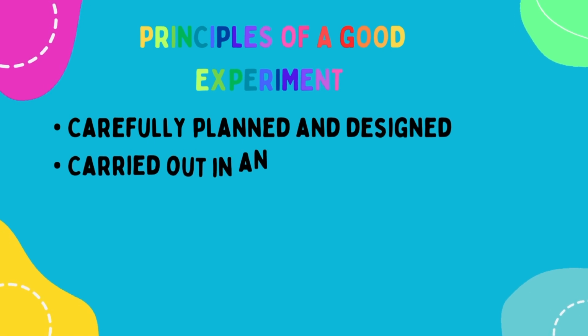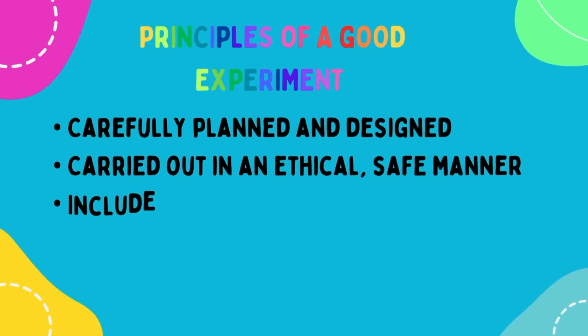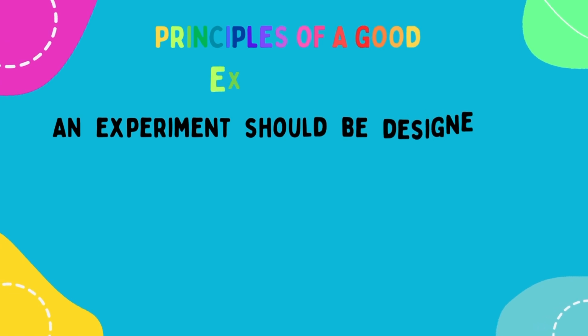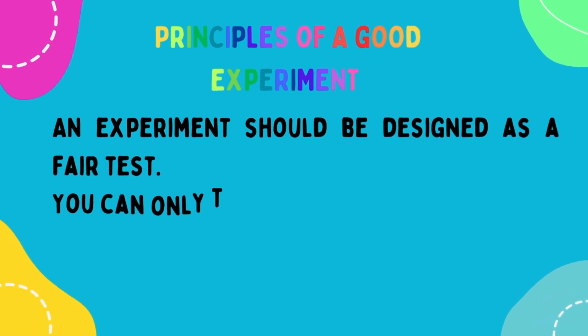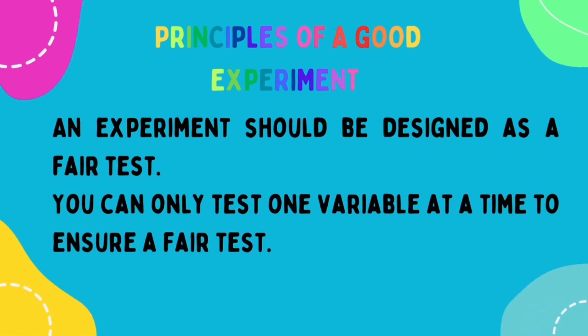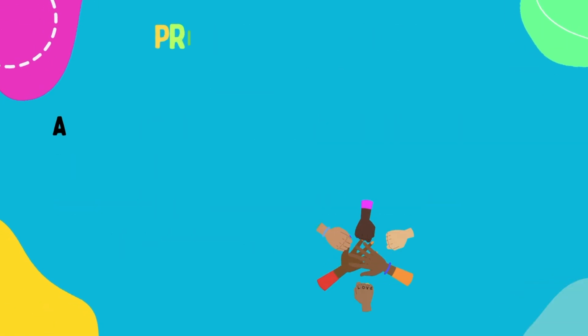So principles then of good experimentation: they must be carefully planned and designed, carried out in an ethical, safe manner, include a control, and be free from bias. And we're going to talk about ethics in a little bit later on. Obviously, safety is paramount and crucial with regard to carrying out an experiment. And we're going to go into bias in a second. So an experiment should be designed as a fair test. You can only test one variable at a time to ensure a fair test, and so you know what exactly is causing changes in your experiment.